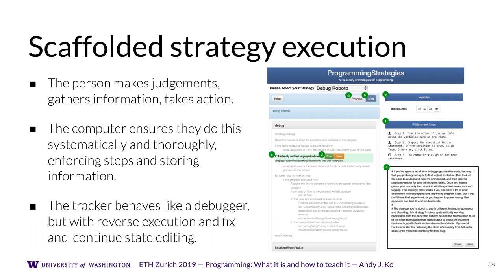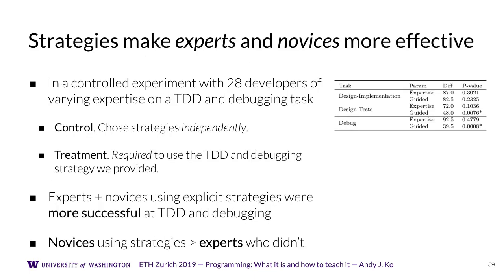Whereas the computer's job is to ensure systematic work. And it does this by enforcing the steps of the strategy and storing the information that the developer has found. And so it behaves a lot like a debugger, but with reverse execution and fix and continue state editing. And so it's a lot like stepping through the execution of a program, but doing that as a guide to solving a problem. So one of the first studies that we did was to look at how does following one of these explicit strategies influence somebody's effectiveness relative to them choosing their own strategies.